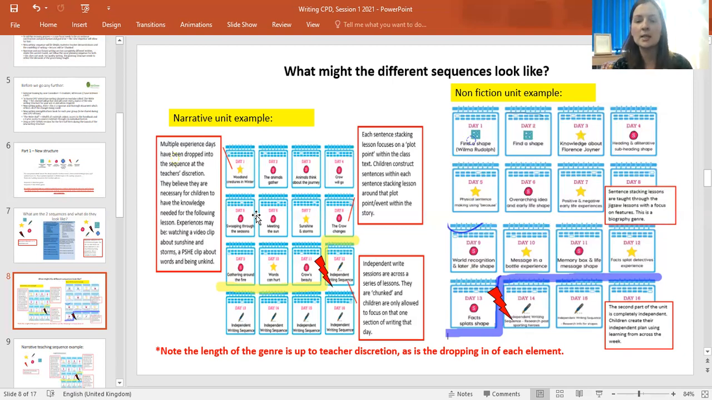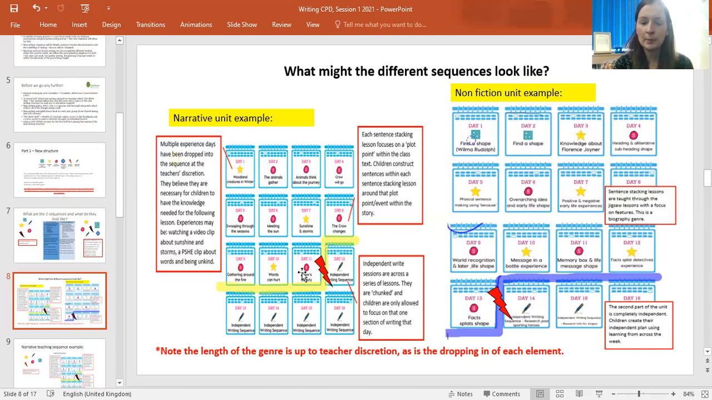It's no good children writing sentences that have got nothing to do with that practice write, otherwise we're missing a trick. All of that language and vocabulary needs to build up to create a fantastic practice write. And then when it comes to the independent, children can use everything that they've done, flip it on its head and apply it in a different context.